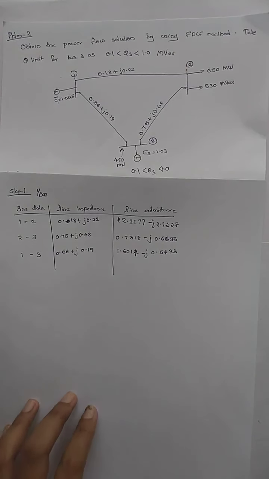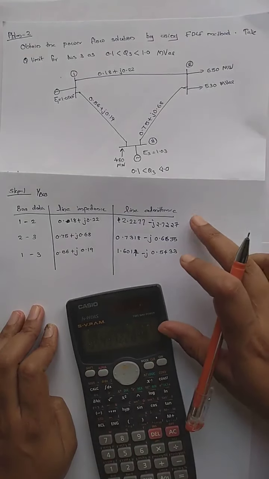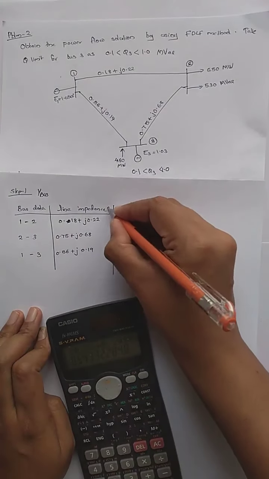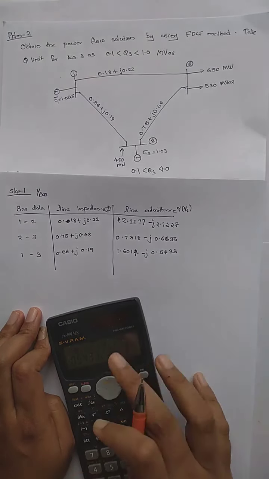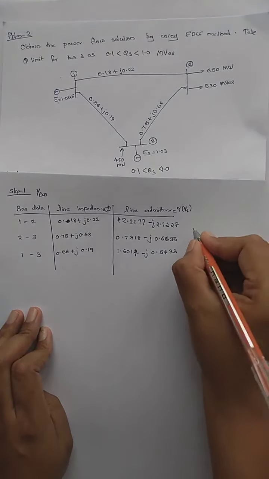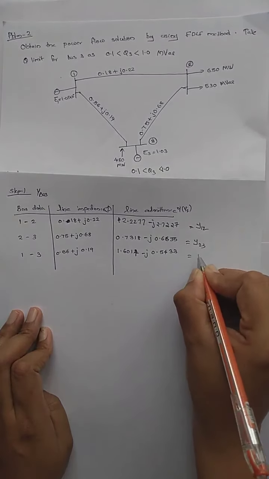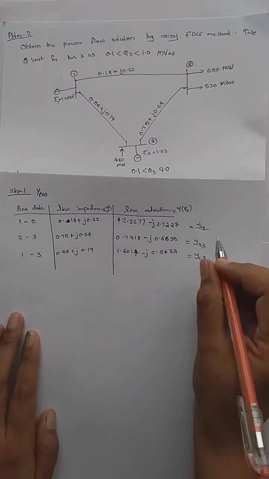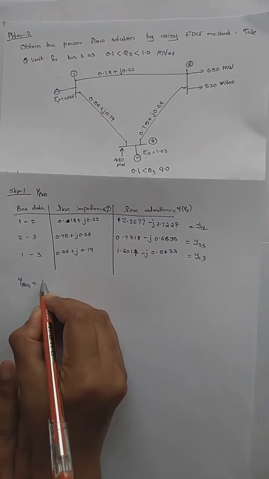So I have found out my values for this inverse. This is the z value and this is the y value, that is equal to 1 by z. So what is this? This is my y12 value, this is equal to y23 value, and this is equal to y13 value, and we have our Y bus, and our Y bus is a 3 by 3 matrix.